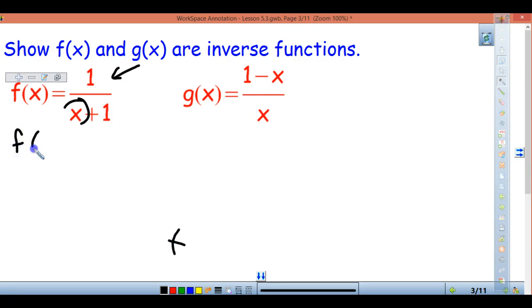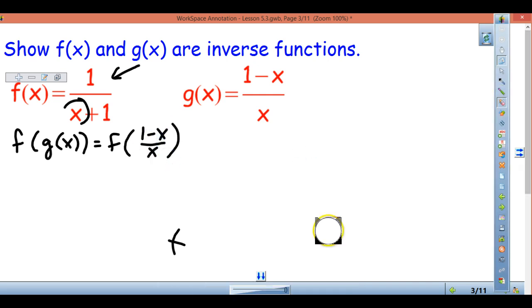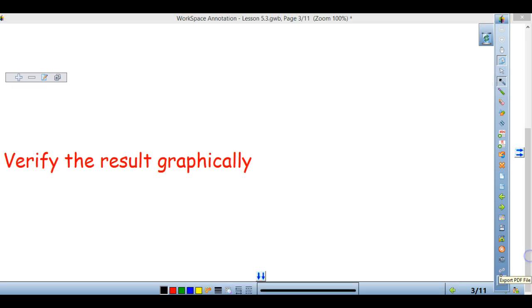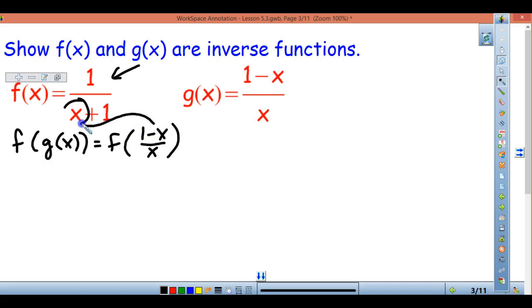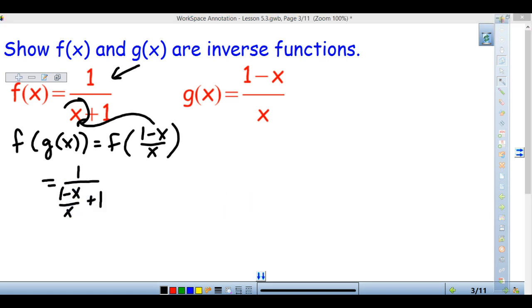So order not being important, I'm going to go f of g of x. So f of 1 minus x over x. So what I'm going to do then is that means that 1 minus x over x needs to go in as my input right there. All right, so I'm going to have 1 over, and then instead of putting down an x, I need to input what g is. All right, so then I've technically done the process, but I do need to show that I get x out.